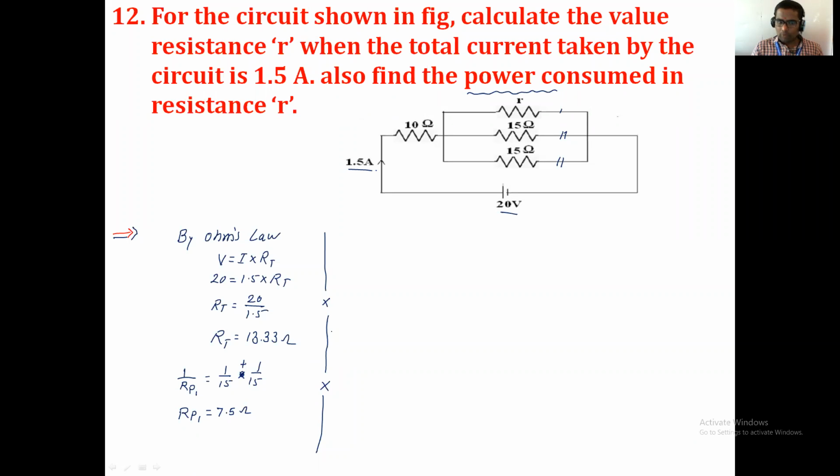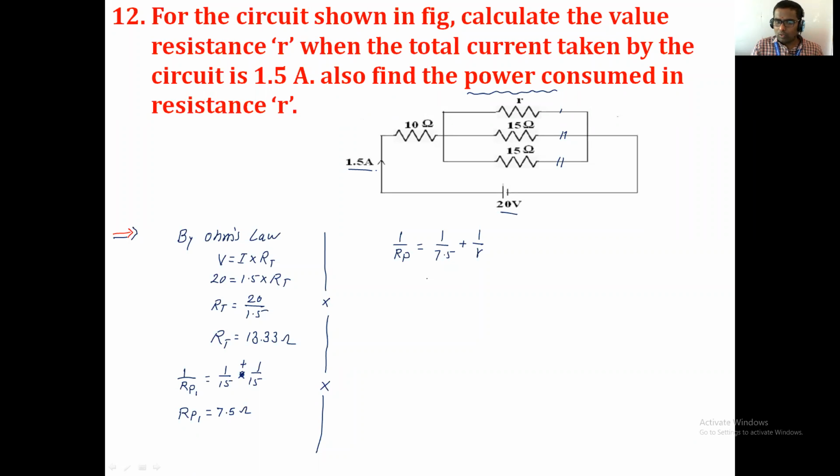No, sir. Okay. Now, let me know that this 7.5 is the total resistance of these two parallel branches, 15 and 15. So this 7.5 and this R, how are they connected? They are connected in parallel. Yes. Is it right? So once again, can I write that equation? 1 upon Rp is equal to 1 upon 7.5 plus 1 upon R.